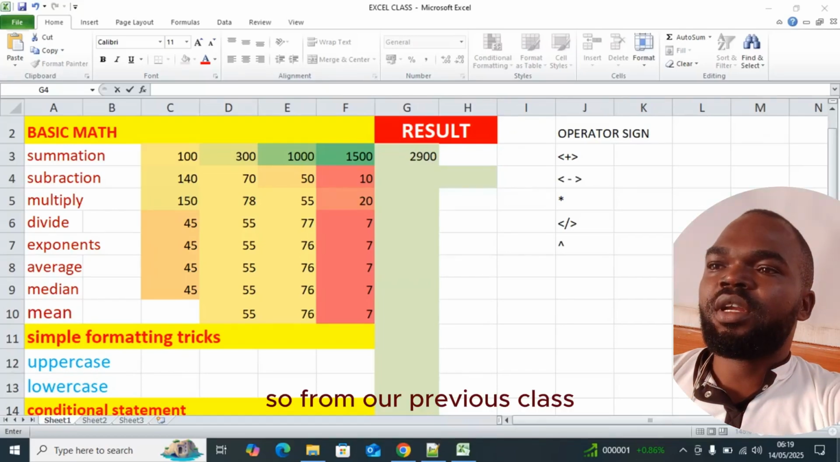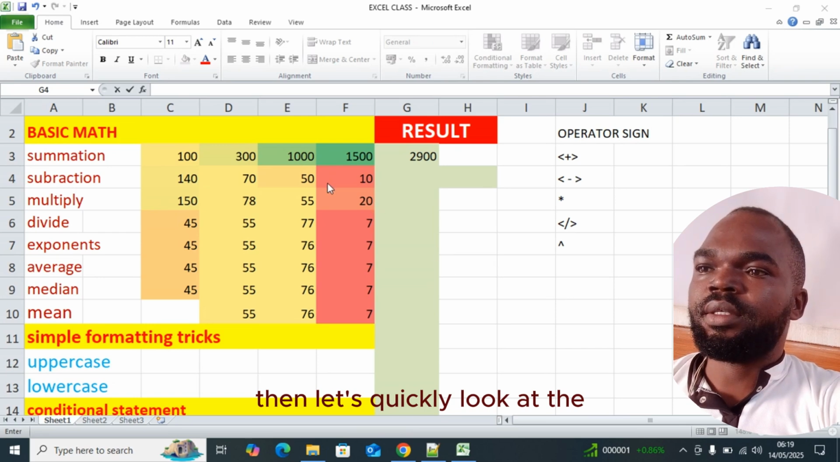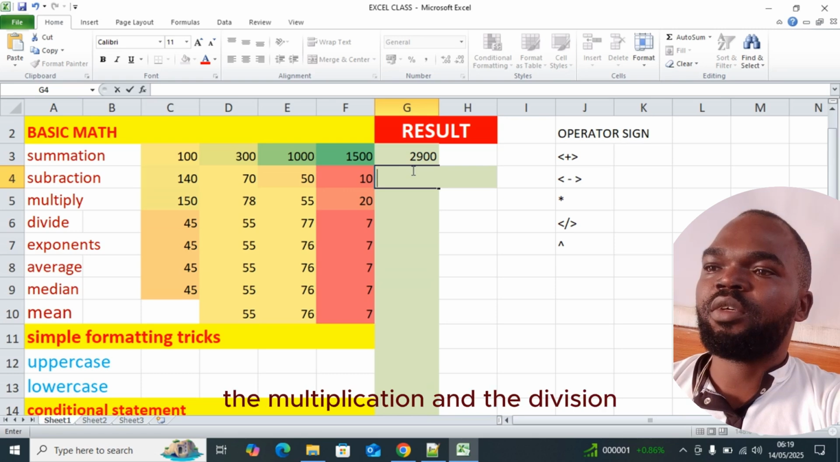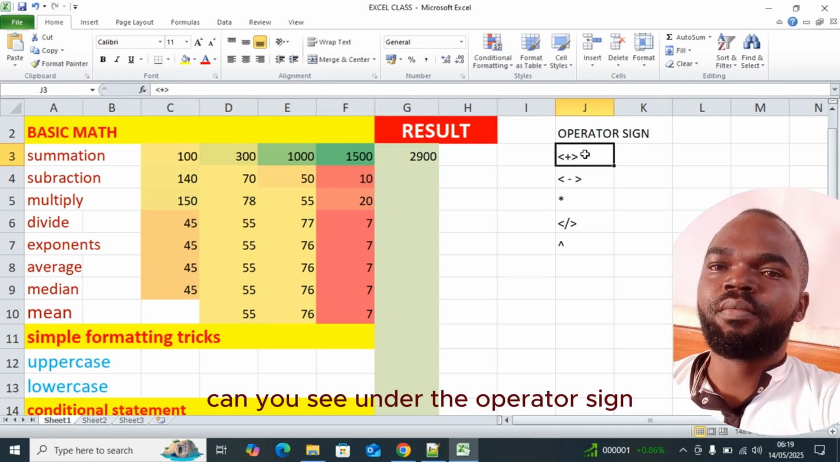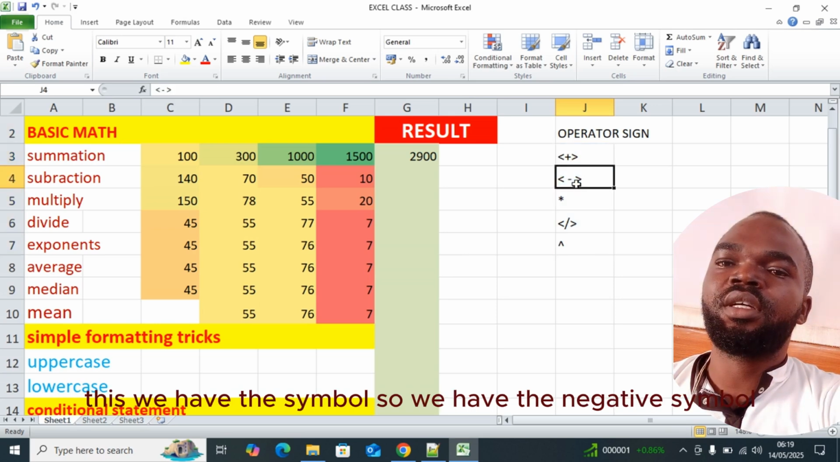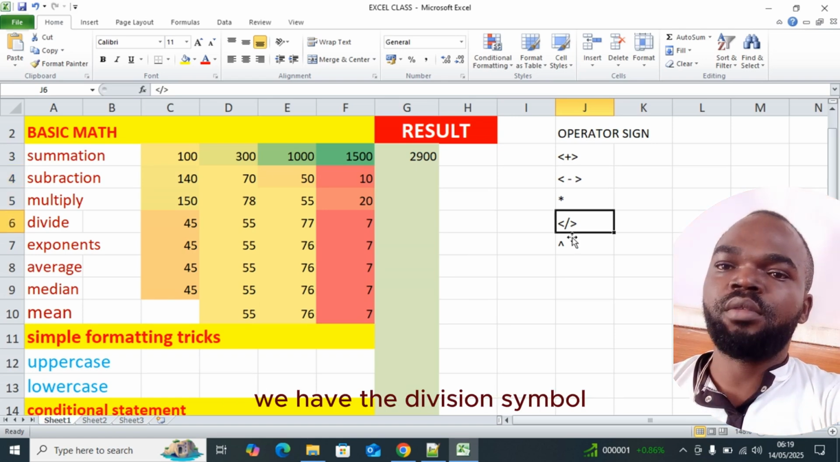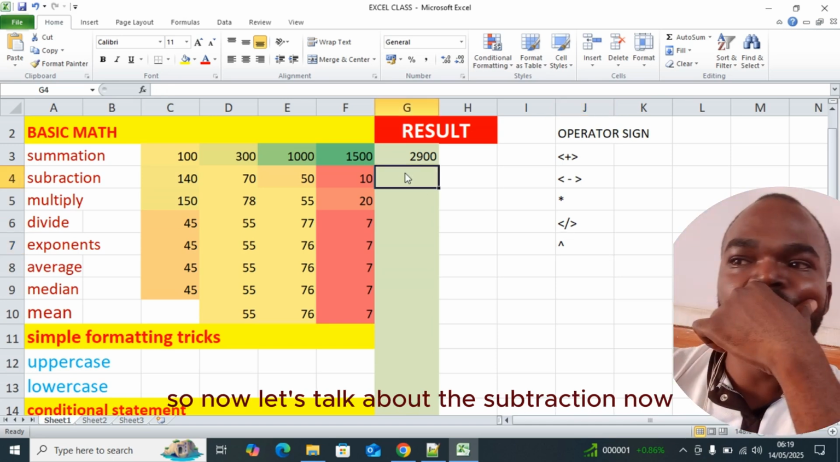So from our previous class, we discussed summation. Then let's quickly look at the three functions that we have here, like the subtraction, the multiplication, and the division. So this is the symbol. Can you see under the operator sign? Here we have the symbol. So we have the negative symbol, the multiplication symbol, the division symbol, and the exponential symbol. So now let's talk about subtraction.